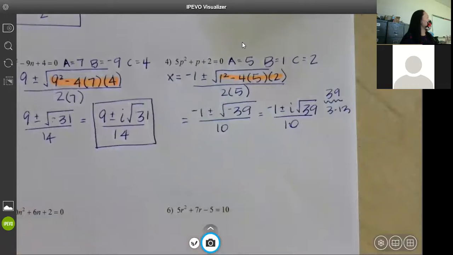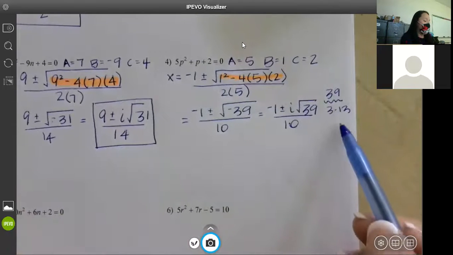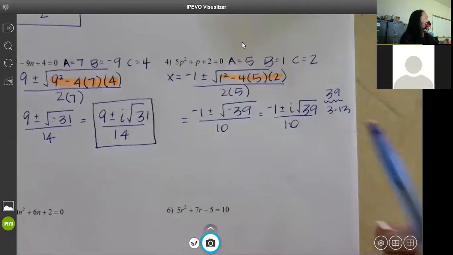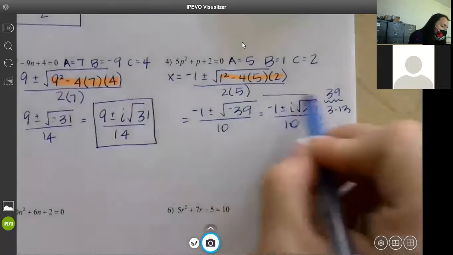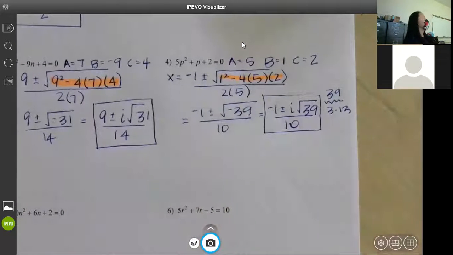If we have a square root, we want to have pairs. Are there any pairs in 39? So did I have 2 3s or 2 13s? No, I didn't, right? Because 13 won't break down at all. So if it will not give me pairs, this is as simple as it gets. So it's not necessarily that it breaks down, it's that it gives me pairs.